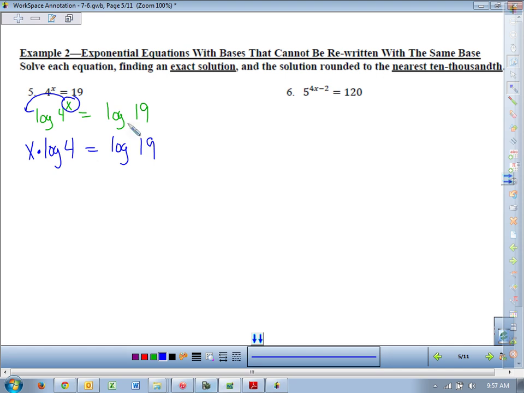Divide both sides by the log of 4. It says give me the exact solution, so x equals log of 19 divided by log of 4. That is it. There is the exact answer. Before we punch it in, don't punch without me. Any questions on what happened there? I logged both sides. The exponent came in front. And now to solve for x, I just divided both sides by log of 4. Cool? So now let's punch that in.